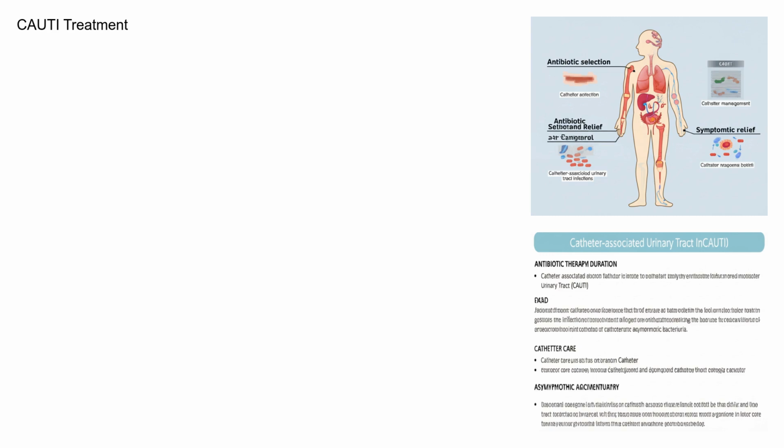The treatment of CAUTIs typically involves antibiotics. The specific antibiotic chosen depends on the bacteria identified in the urine culture and their antibiotic sensitivities. The duration of antibiotic therapy varies depending on the severity of the infection. In some cases, catheter removal or replacement may be necessary, especially if the catheter is suspected to be heavily colonized with bacteria. Symptomatic relief, such as pain management, is also an important part of the treatment plan. It is also important to note that asymptomatic bacteriuria should not be treated with antibiotics unless the patient is pregnant or undergoing certain urologic procedures.